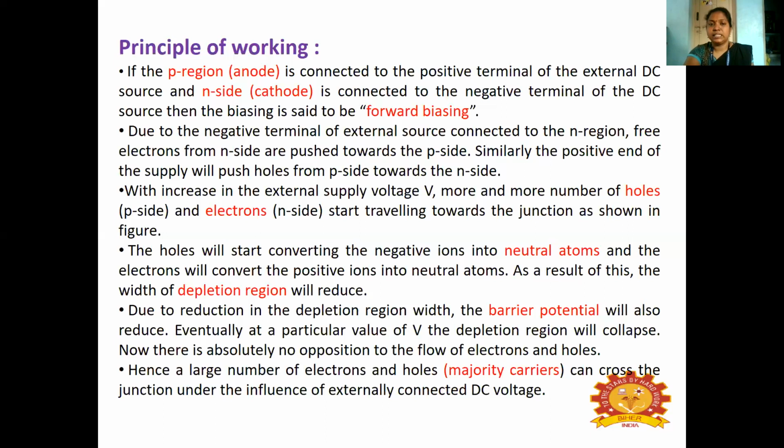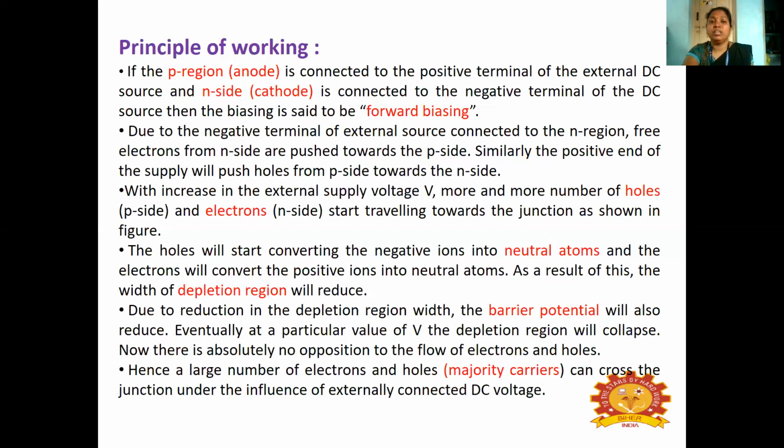The holes start from their own place and convert the negative ions into neutral atoms, and likewise the electrons convert the positive ions into neutral atoms. So the charge carriers become neutral. Neutral atoms means they do not have any charge, whether positive or negative. These neutral atoms formed in the junction form the depletion region.